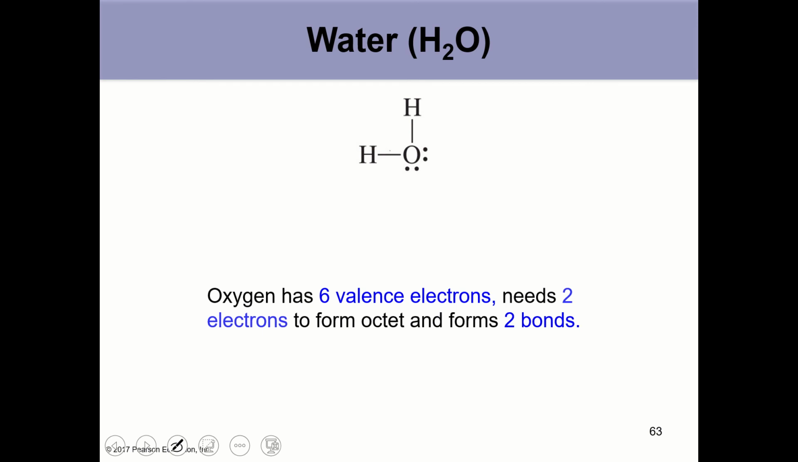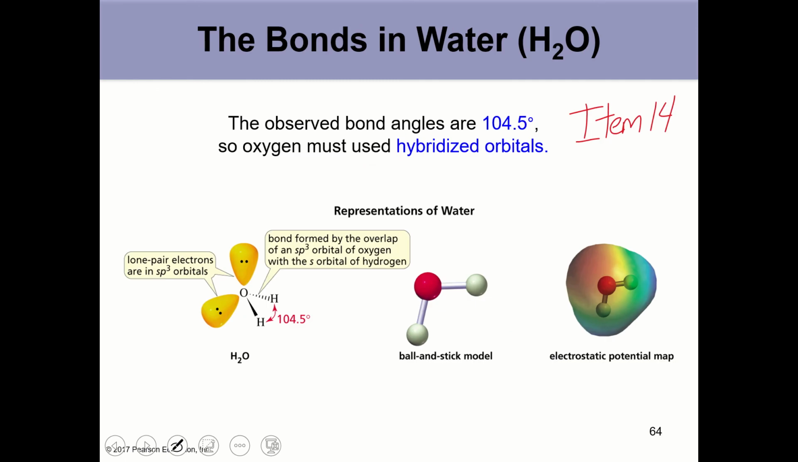Water has 6 valence electrons. It needs 2 more electrons to form an octet and therefore makes 2 bonds. That means that it has 2 bond sites and 2 lone pairs. That would be bent geometry. It's sp3 hybridized. It has 2 bonds and 2 lone pairs, and the geometry is what we call bent. The lone pairs rest in sp3 orbitals, and the sigma bonds are sp3 to s overlap.